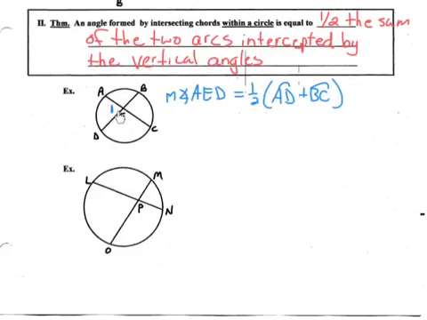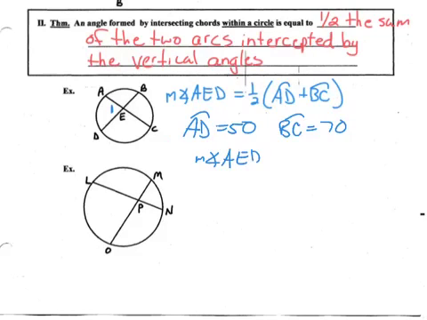The angle is going to be half the sum of the two arcs created. So let's say that arc AD is 50, and BC is 70. That means the measure of angle AED is half their sum. So it's 1/2 the 50 plus the 70. That's 1/2 of 120. So the measure of angle AED is 60 degrees, which would also be the measure of angle BEC. It's also 60 degrees, but that does not mean the arcs are the same.